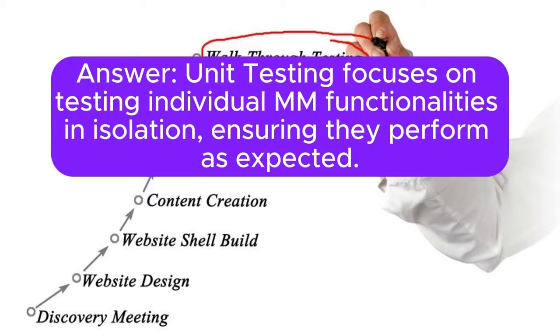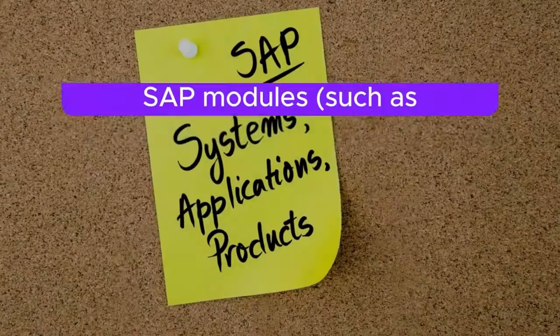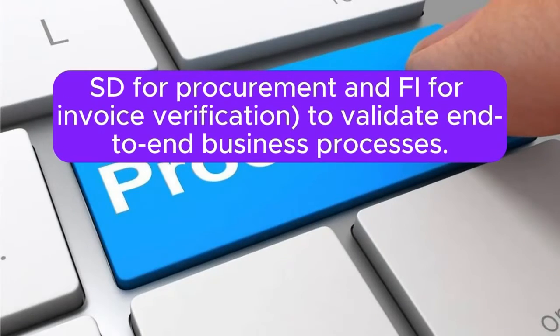5. Can you explain the difference between unit testing and integration testing in SAP MM testing? Answer: Unit testing focuses on testing individual MM functionalities in isolation, ensuring they perform as expected. Integration testing, on the other hand, tests the interaction between MM processes and other SAP modules, such as SD for procurement and FI for invoice verification, to validate end-to-end business processes.